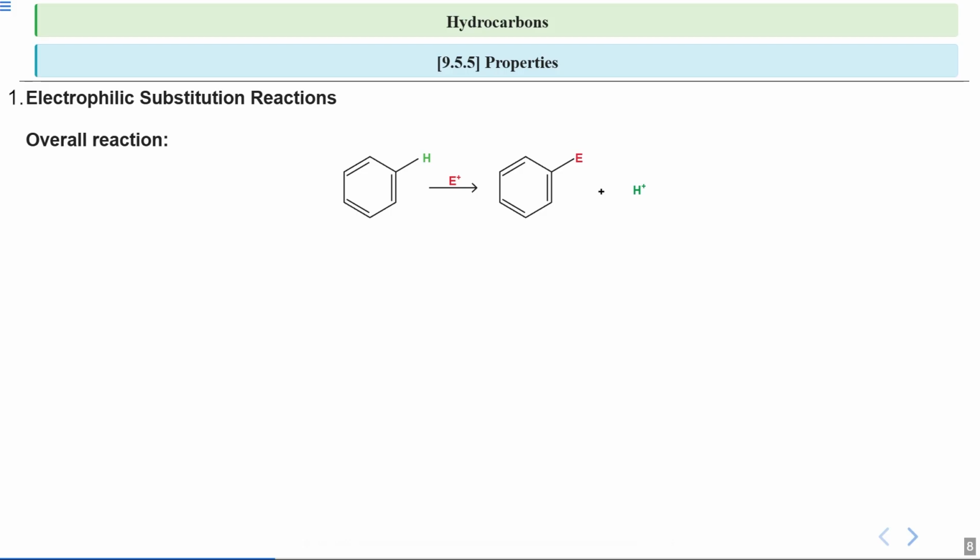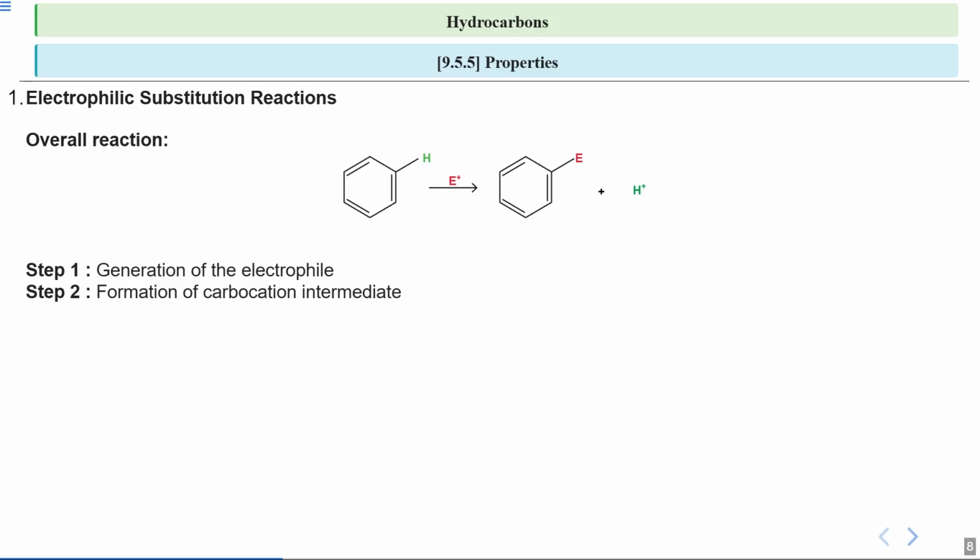Now, let us break down the mechanism into its main steps. The first one is the generation of electrophile. Electrophile, you know that it is a particle that seeks electrons, often because it has a positive charge or an electron deficiency. In this step, the condition of the reaction creates the electrophile that will attack the hydrocarbon.